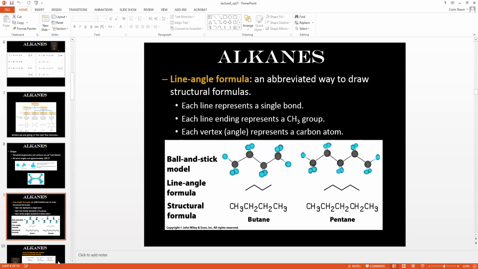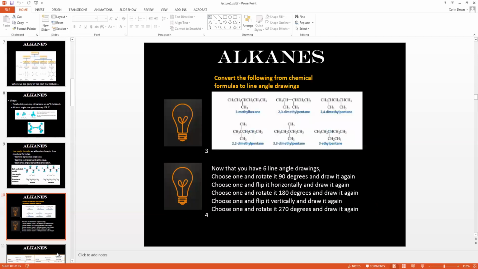the line angle formula. So when we think about converting from chemical formulas to line angle drawings, we have several examples. So I'd like you to go ahead and take each of these structural formulas and convert them to line angle drawings. And then once you have 6 line angle drawings for the molecules that are above, I'd like you to go ahead and choose one and rotate it 90 degrees and then draw it again.